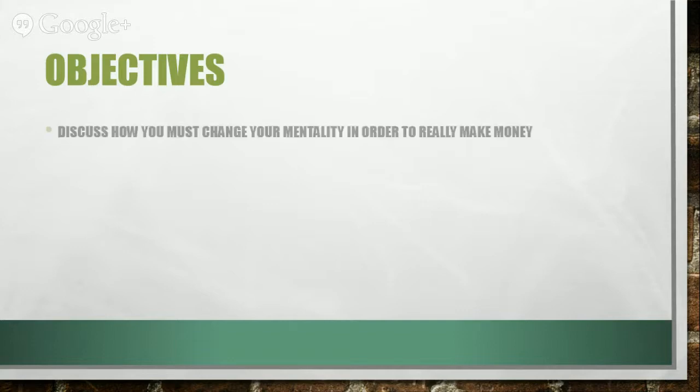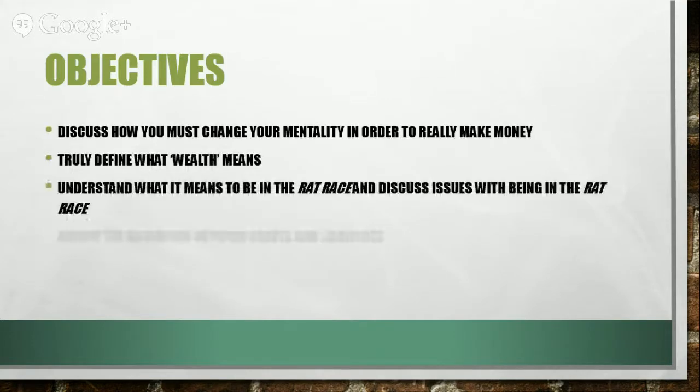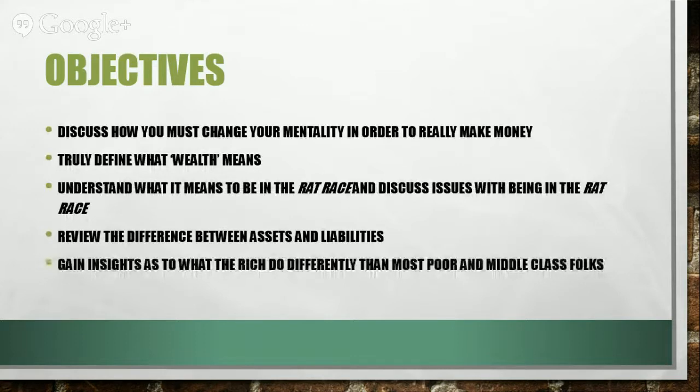So today we're going to discuss 5 things. We're going to discuss the mentality of the rich and the poor and how you need to change your mentality in order to really make money, or in other words, just be in good standing with your finances. We're going to define what wealth really means. I'm going to talk about the rat race and discuss issues with being in the rat race. This is all taken from Robert Kiyosaki's book.